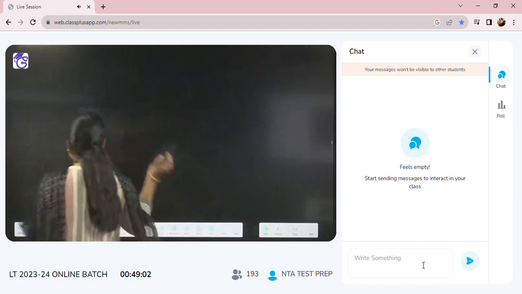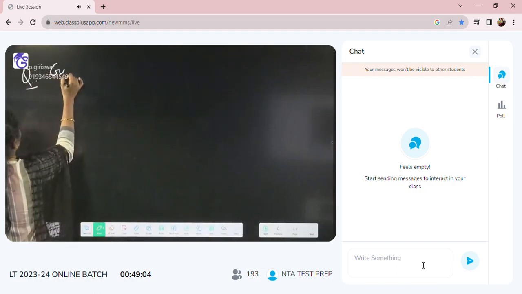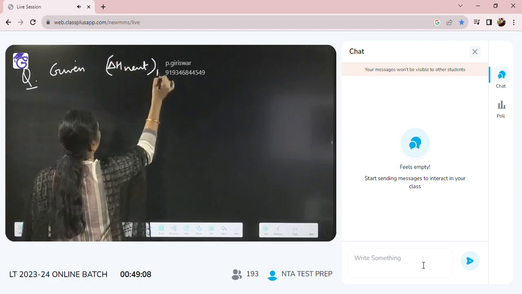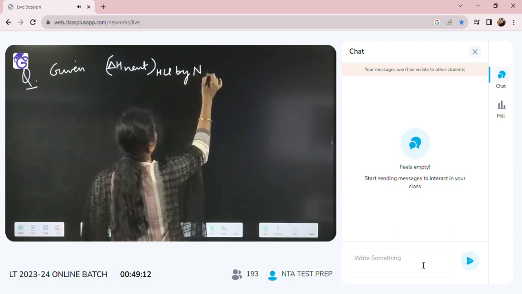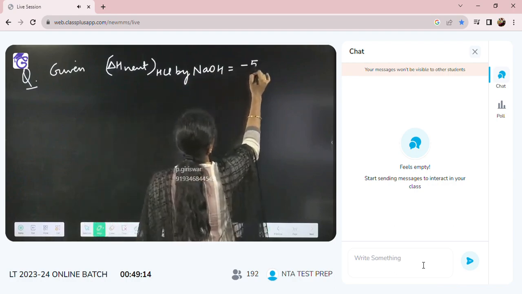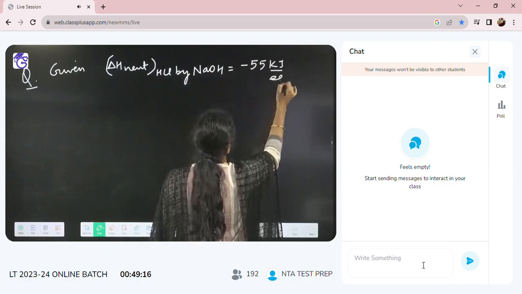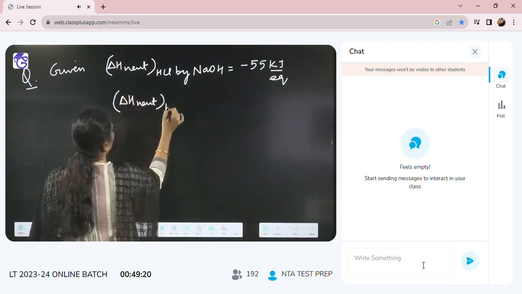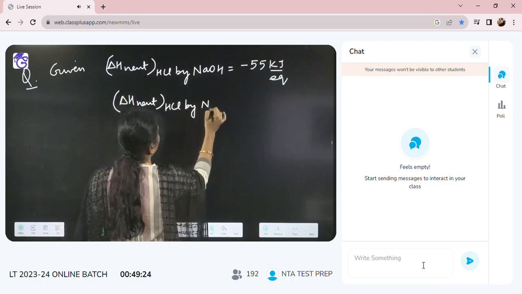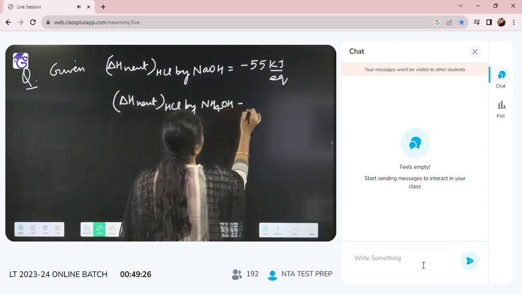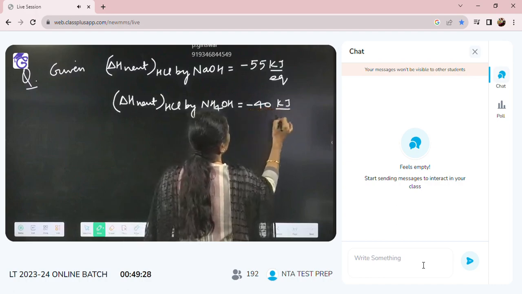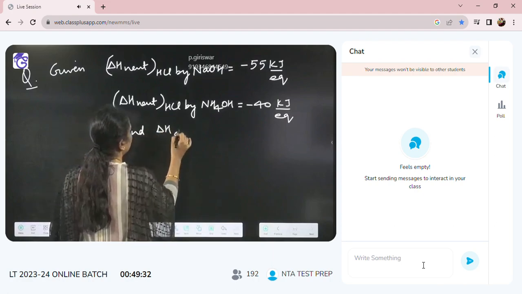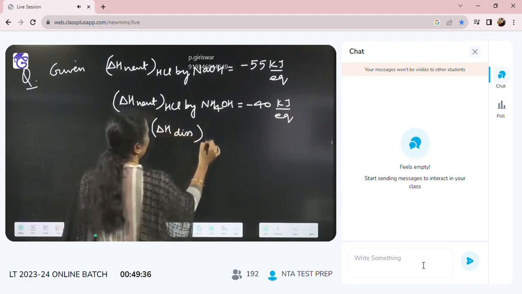So let us go for the question now. Given delta H neutralization of HCl by NaOH is minus 55 kilojoule per equivalent, and delta H neutralization of HCl by NH4OH is minus 40 kilojoule per equivalent. Find delta H dissociation of NH4OH.